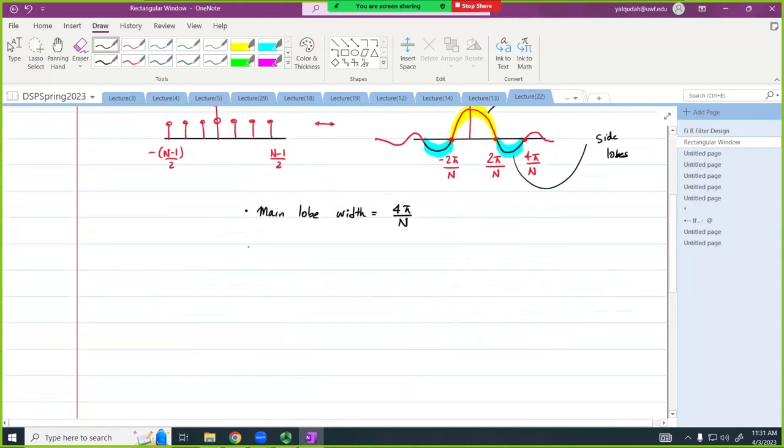Okay. Now the second metric of the rectangular pulse is that the maximum side lobe amplitude is equal to negative 13 dB. So if I normalize this, and this is 0 dB, this is going to equal negative 13 dB.